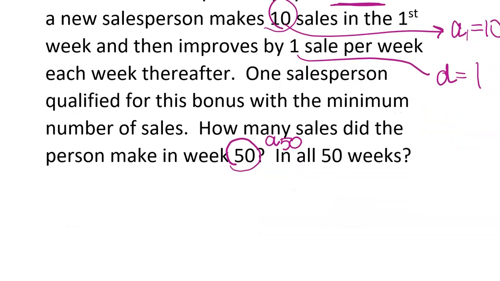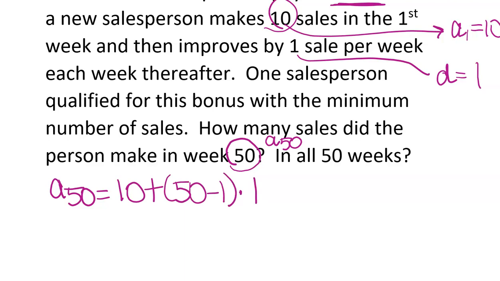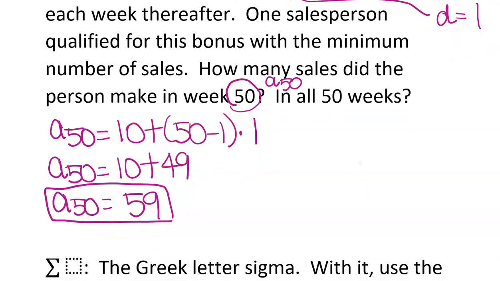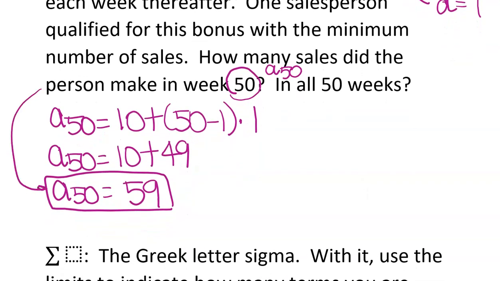Again, we're going to use the arithmetic term formula. So we want a sub 50. Our first term again is 10. Our common difference is 1. So we're going to go 10 plus 50 minus 1 times 1, because that's our common difference. 10 plus 49 times 1 is 49. So after 50 weeks, this person has made 59 sales. So that's how much in 50 weeks.